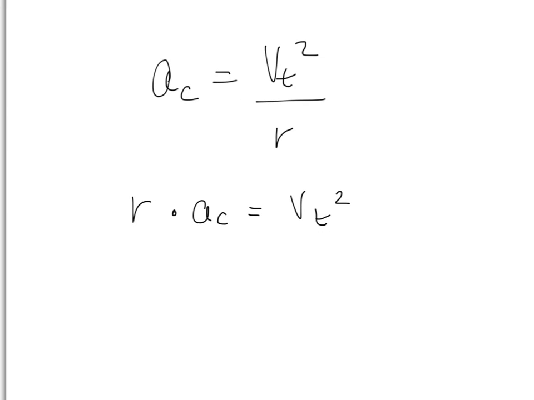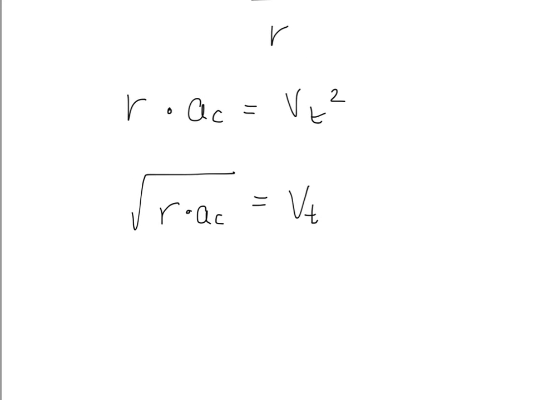The algebraic solution should be pretty straightforward for this kind of problem. Multiply by R to get VT squared by itself, and then take the square root. What do you get? Check your work, please. I agree.